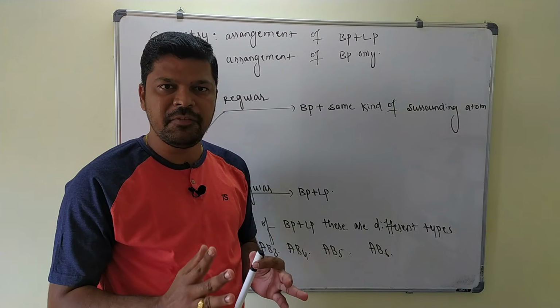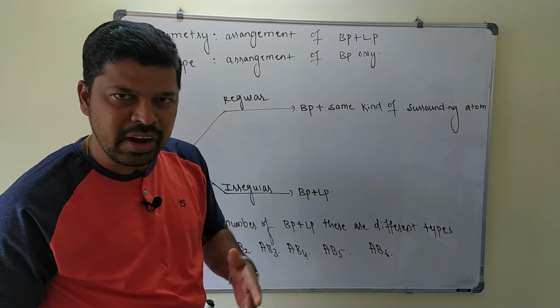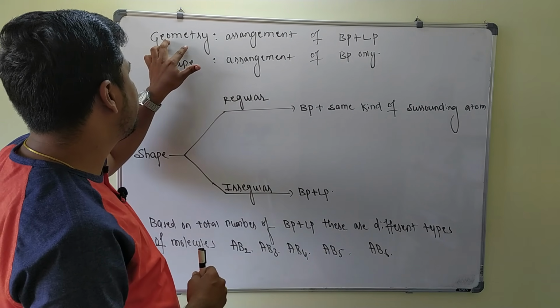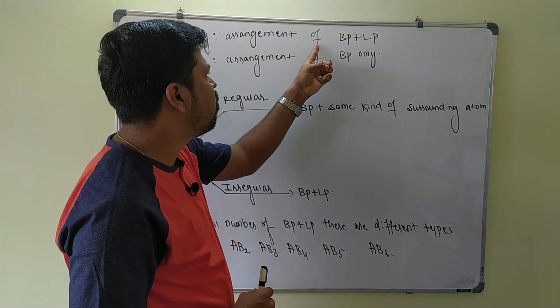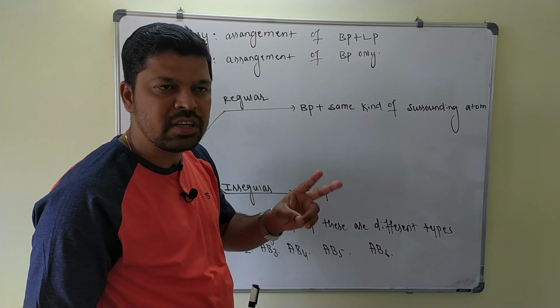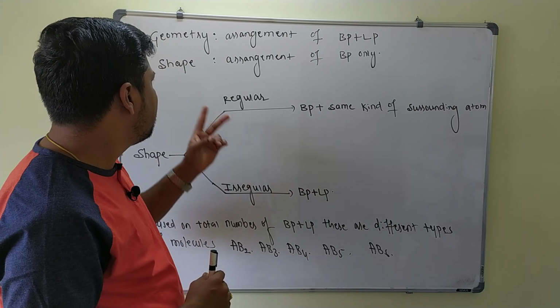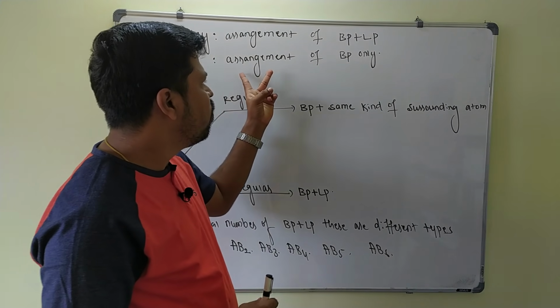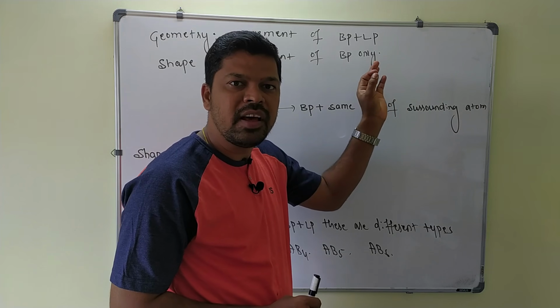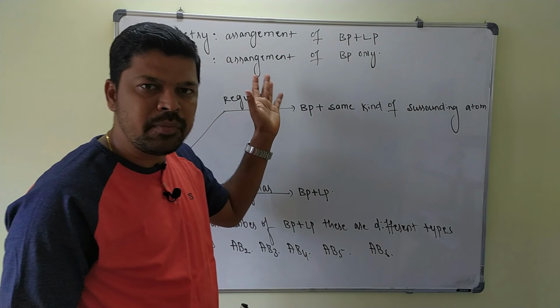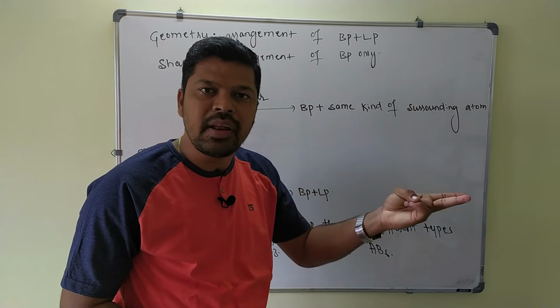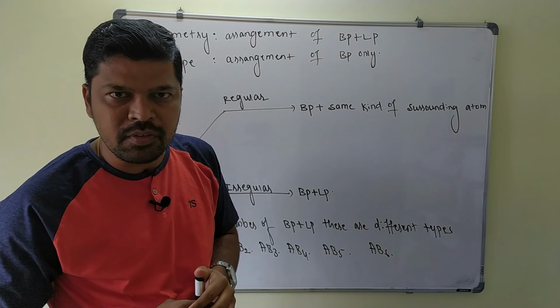Now, what is the difference between the geometry of the molecule and the shape of the molecule? Geometry of the molecule is the arrangement of bond pairs plus lone pairs of electrons. Arrangement of bond pair plus lone pair is taken as the geometry of the molecule, whereas the shape of the molecule is only the arrangement of bond pairs. Only the arrangement of bond pairs is taken as the shape of the molecule. If you take both bond pair and lone pair, that becomes the geometry of the molecule.